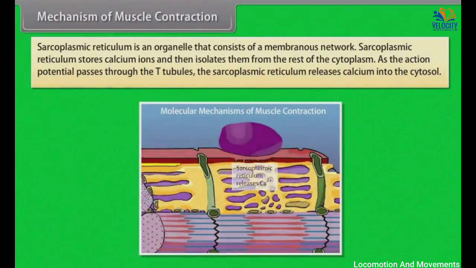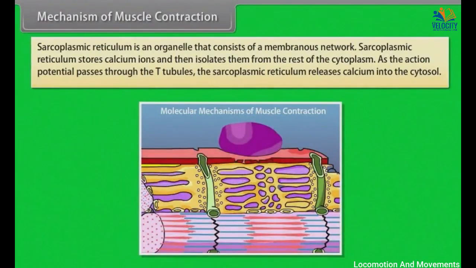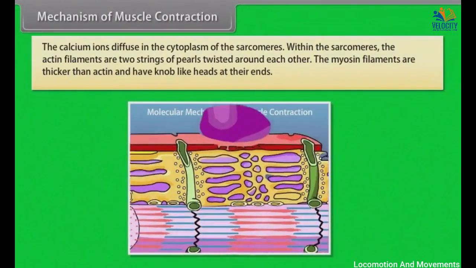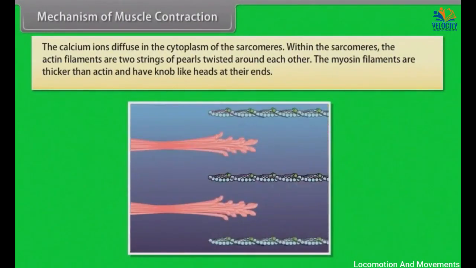Sarcoplasmic reticulum is an organelle that consists of a membranous network. Sarcoplasmic reticulum stores calcium ions and isolates them from the rest of the cytoplasm. As the action potential passes through the T-tubules, the sarcoplasmic reticulum releases calcium into the cytosol. The calcium ions diffuse into the cytoplasm of the sarcomeres.